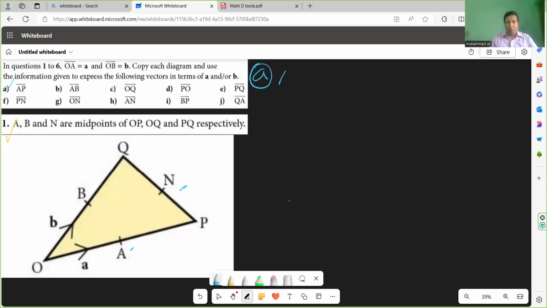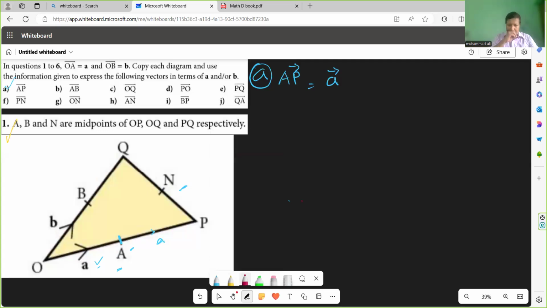AP. OA equals A. A is the midpoint of OP, so definitely AP is also equal to OA. That means if this is A, this one is also A. So we can write AP equals A vector. Because A is the midpoint of OP, OA equals A vector, so AP is also A vector. Okay.